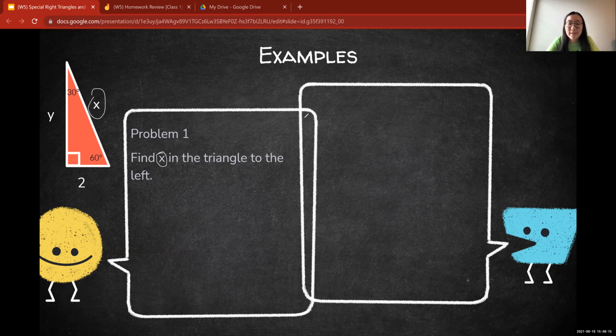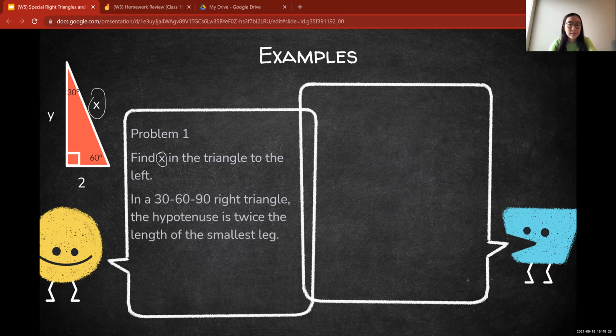Okay, I'm guessing you guys are a little bit confused, right? But I'll go ahead and explain how we would do this problem. If you remember the 30-60-90 right triangle from the previous slide, the length of the hypotenuse was twice the length of the short leg. And so the short leg right here is 2. So the hypotenuse is twice that, so x would equal 4.